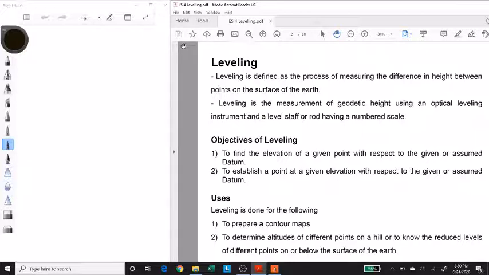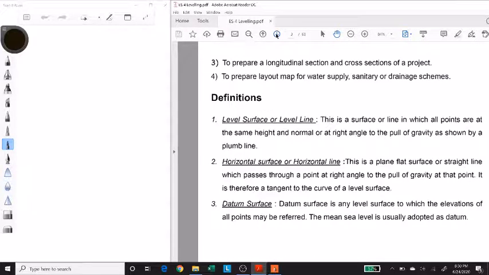So these are two objectives of leveling, and the uses can be many. The first use is to prepare a contour map. I won't go into detail of contour map over here because we have a whole topic of contour map coming up after a few lectures, so we will talk about it over there. But the leveling process is basically the input to contour maps. And the other uses are to execute a number of projects. They can range from any kind of construction project. So whenever you have a civil engineering project, I think leveling does come into play.